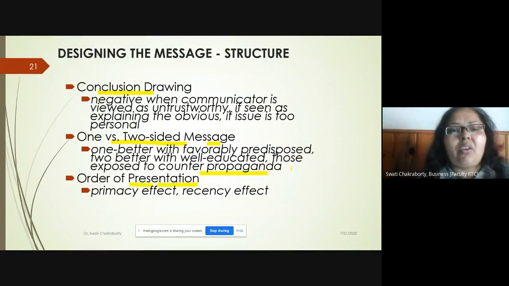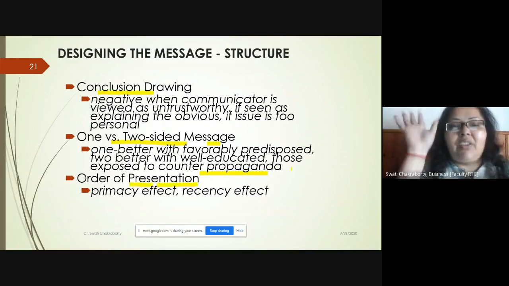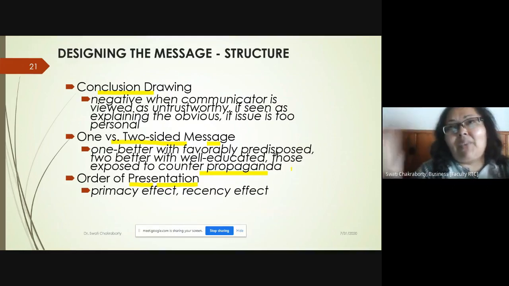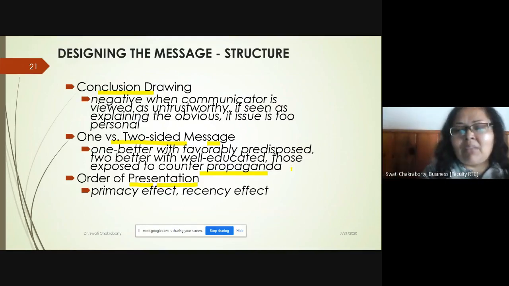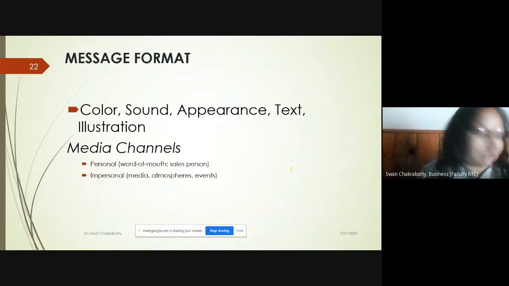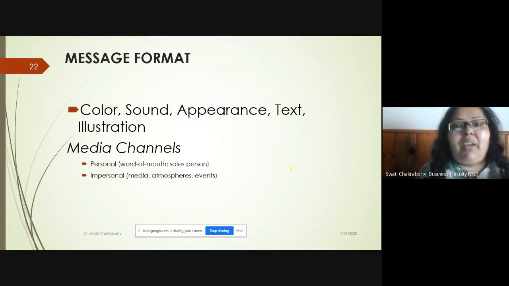And the order of presentation also is there. First comes the primary effect, the main, and then comes the recency effect, then the secondary effect comes up as a consequence of the primary effect. Message format, where we speak about color, sound, appearance, text, illustrations.